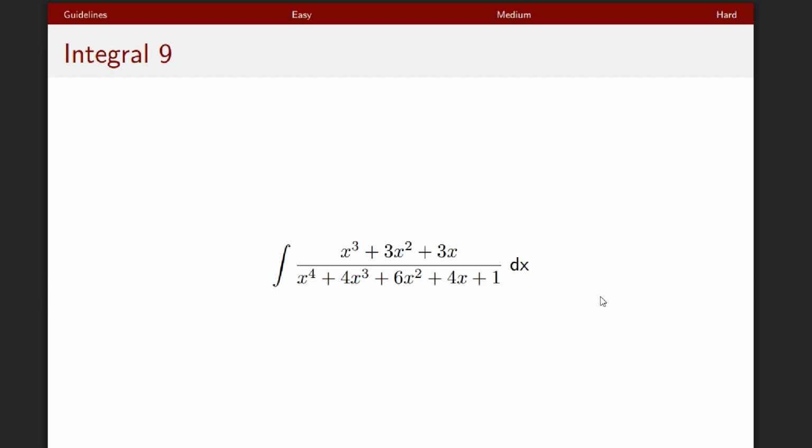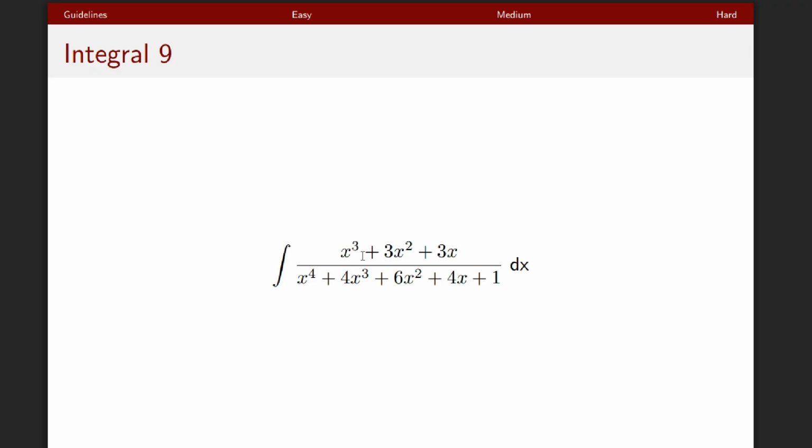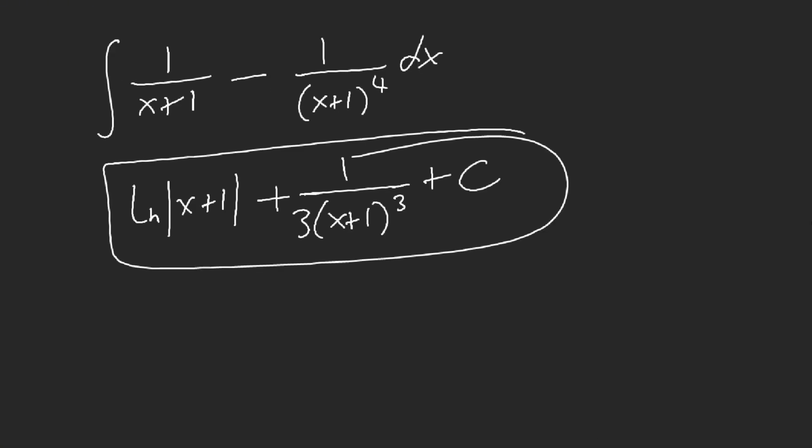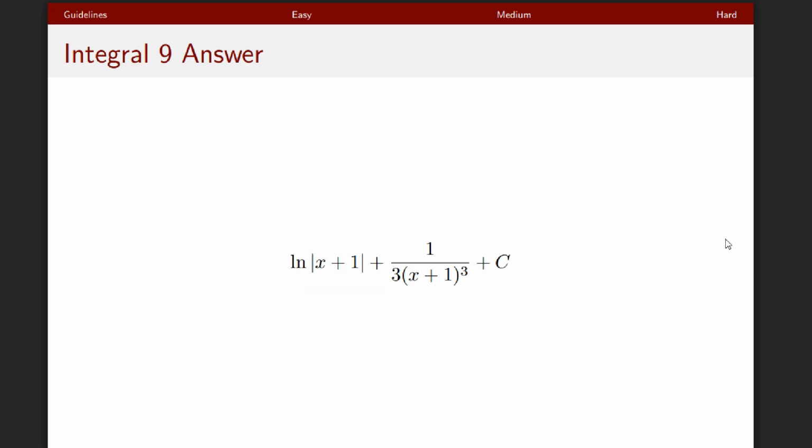Oh, that's evil. Oh, actually, it's not as bad. So this is actually just, they're all positive, right? Yeah, they're all positive. So you get x plus 1 cubed. So you get x plus 1 minus 1 over x plus 1 to the power 4. So that's what you get. Did I do that right? Yeah! Okay.